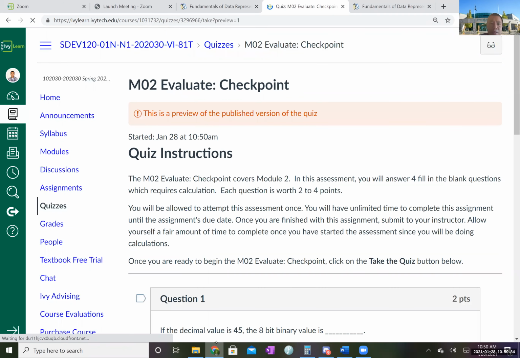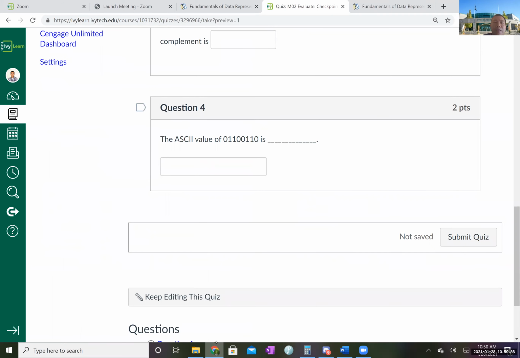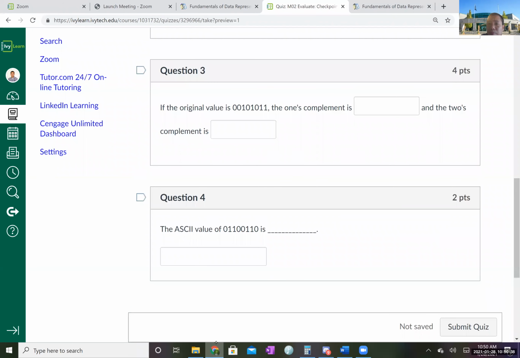Okay, here's a question. You have 0 1 1 0 0 1 1 0, and they're asking what the ASCII value of that is. So you can look it up on the table here.